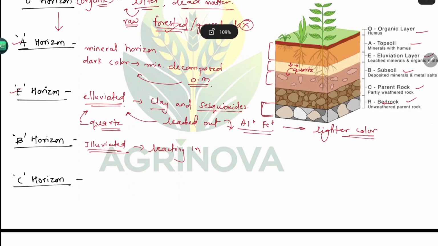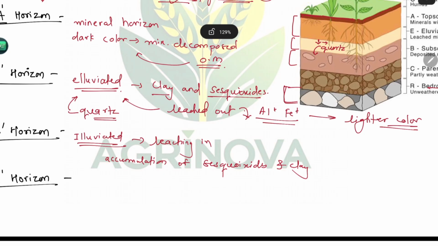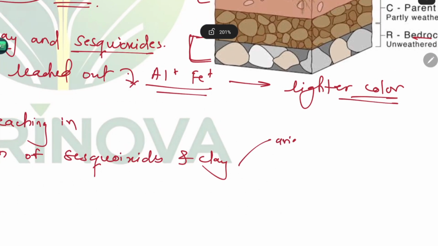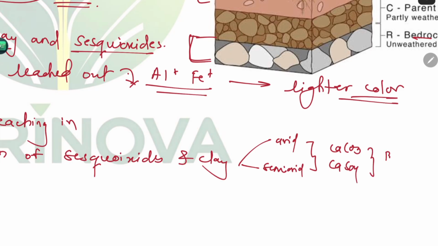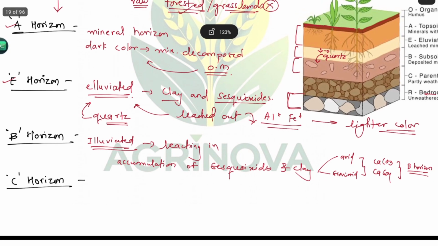So basically it is the accumulation of sesquioxides and clay particles or minerals. Basically in the regions of arid and semi-arid climate, calcium carbonate or calcium sulfate and other salts get deposited in the B horizon. So as per the region, various salts or minerals get deposited below the E horizon, which is eluviated.